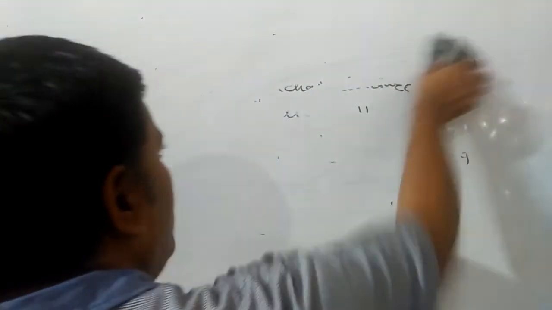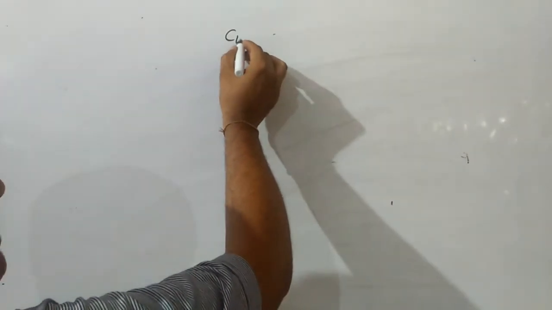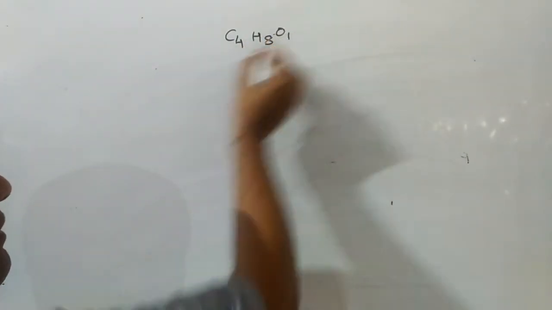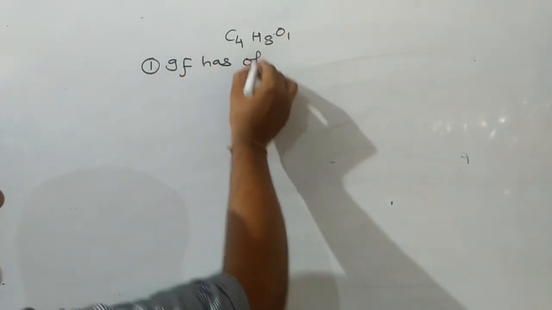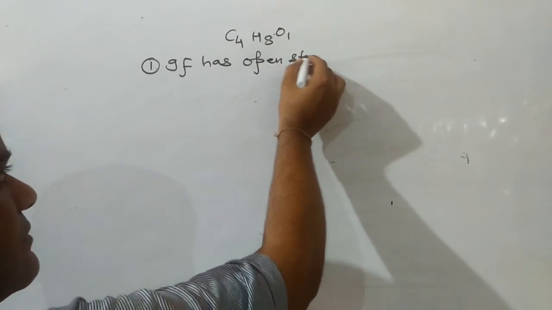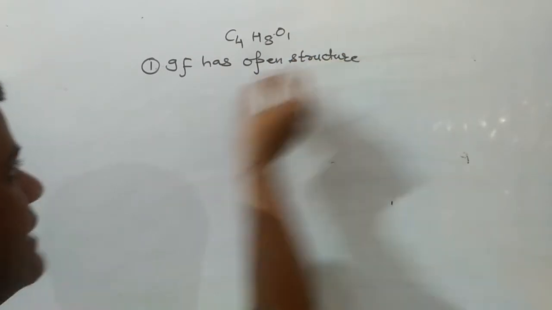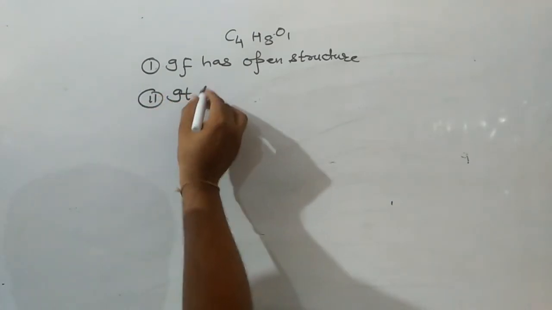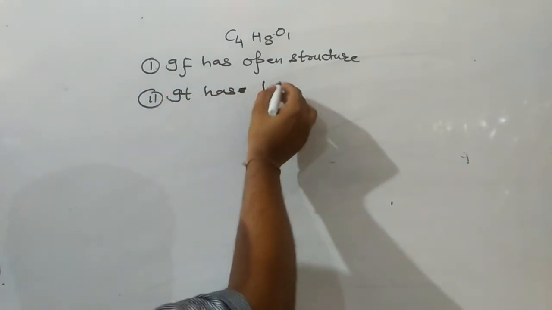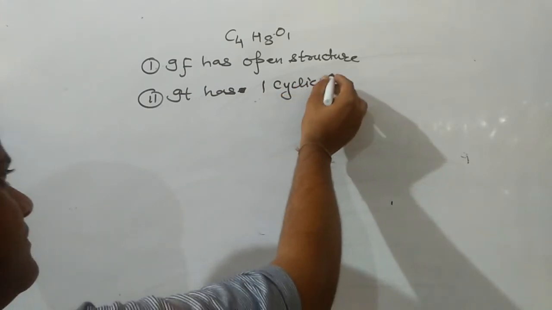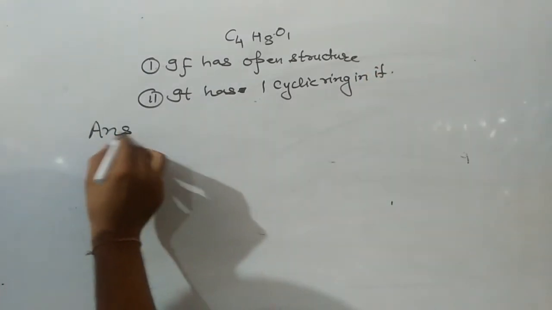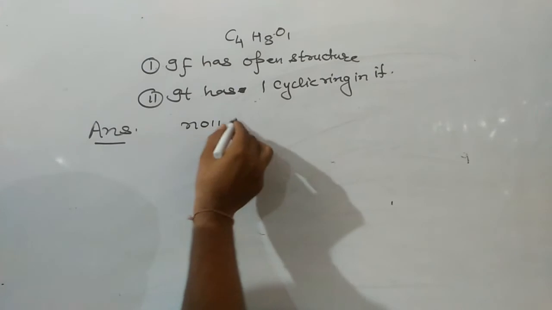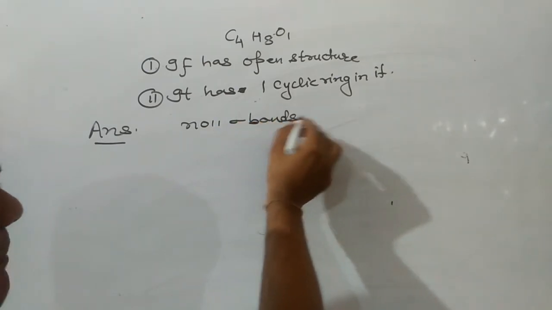Next question I am taking: how many sigma and pi bonds are present in a molecule C4H8O, if it has open chain structure? And the second case is it has one cyclic ring in it.